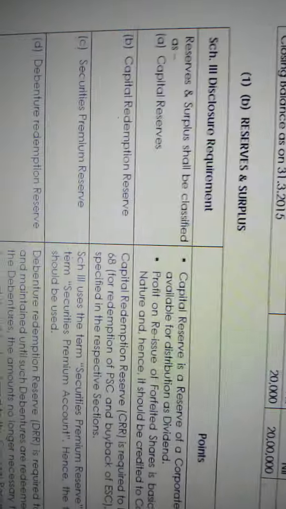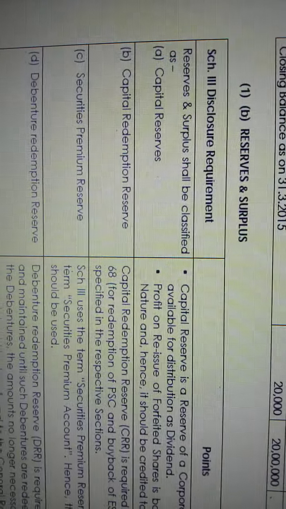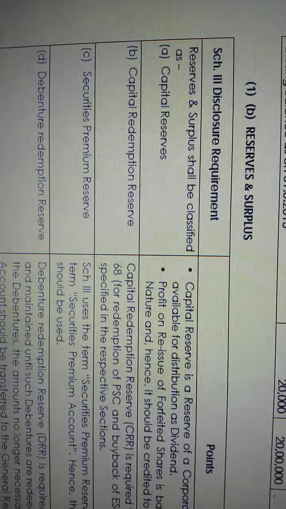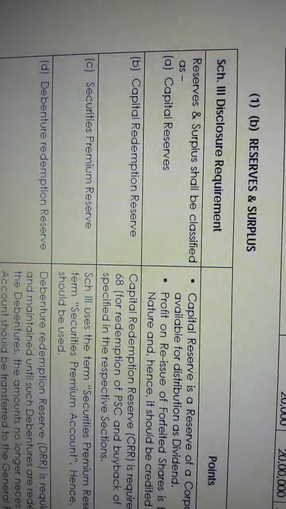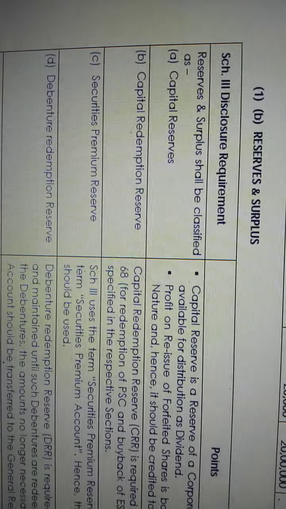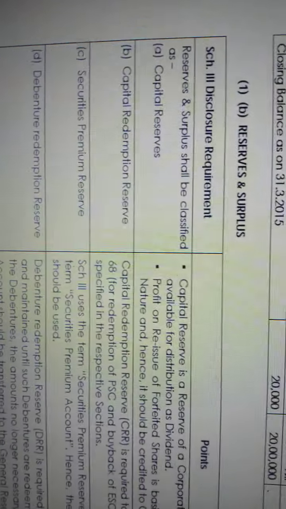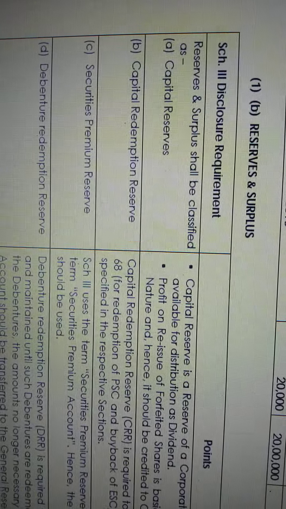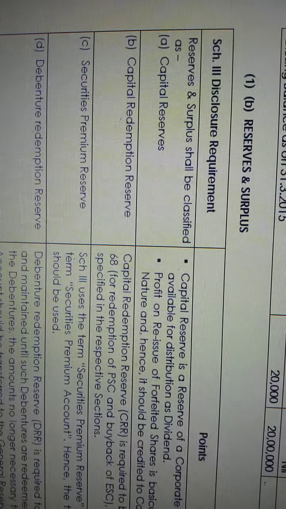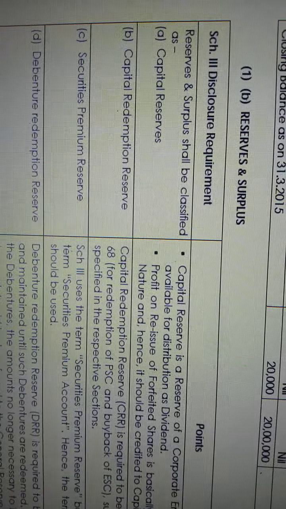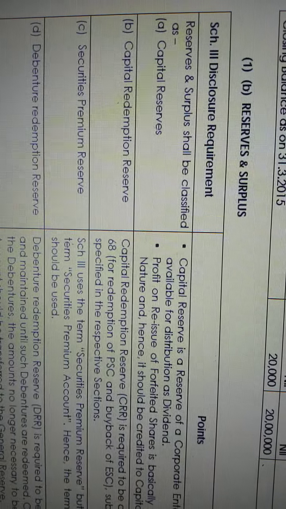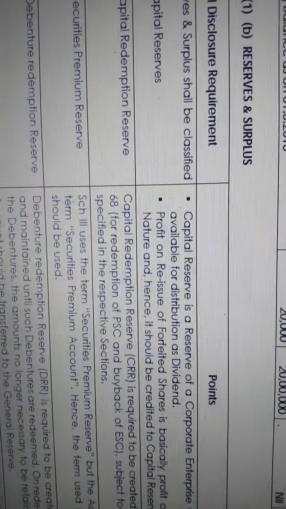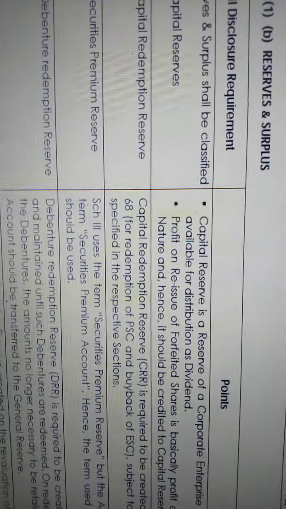Under that, what is the first reserve? Capital reserve. What is capital reserve? Reserves that arise by involving in capital transactions. For example, I forfeited my shares. Profit on reissue of forfeited shares.